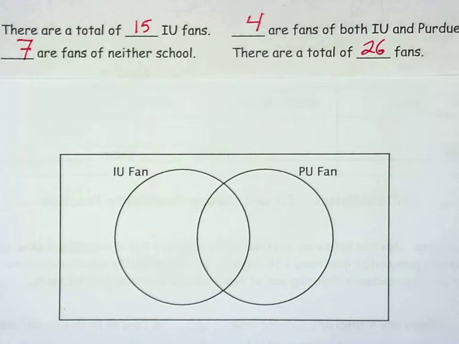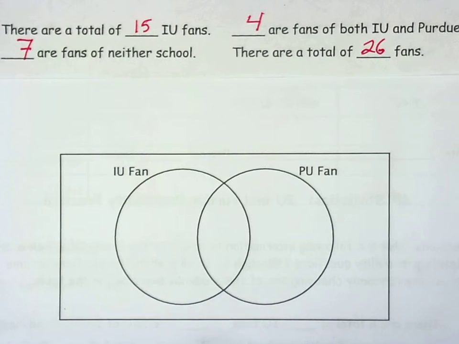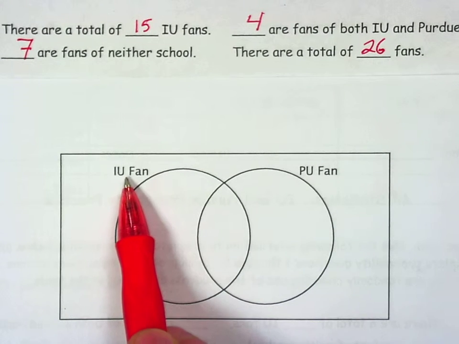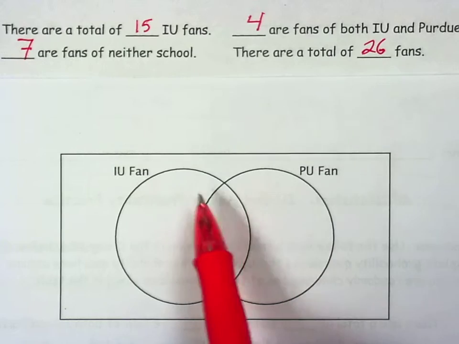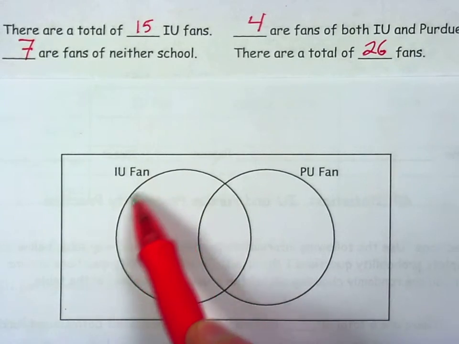Hi there. Let me take you through another way to organize the information regarding IU and Purdue fans. We had organized this information already in a table on the front of your handout. I want to show you how to organize it in something called a Venn diagram. So the two events, being an IU fan and being a Purdue fan, are represented by these circles.